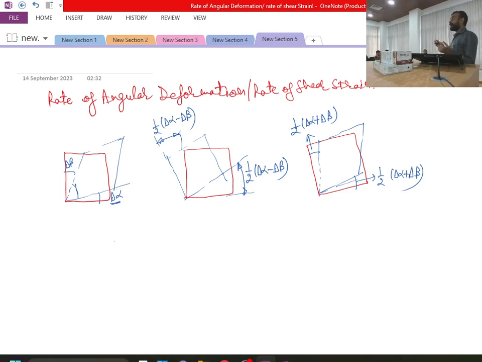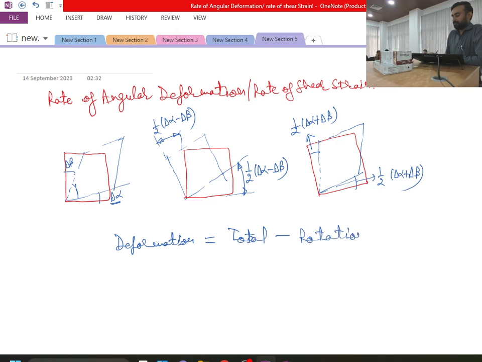Now if delta alpha and delta beta are the total changes in angle, what we have to do is quantify only the contribution of deformation. So what will be the contribution of deformation? It will be equal to the total change minus the change due to rotation. You will find that for the lower face, the total angle was delta alpha, minus the rotation, which was half of delta alpha minus delta beta.